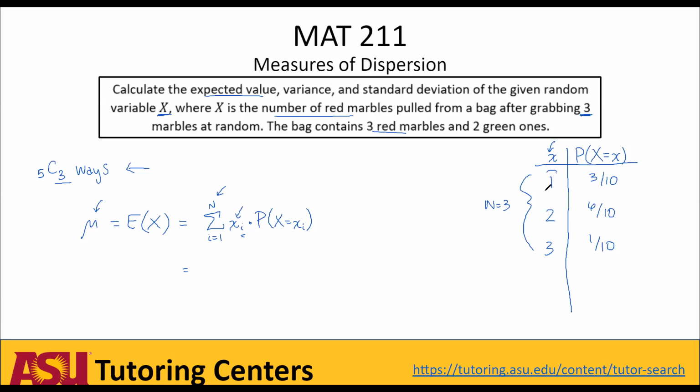So this is simply equal to our 1 times our 3/10, plus our 2 times our 6/10, plus our 3 times our 1/10.